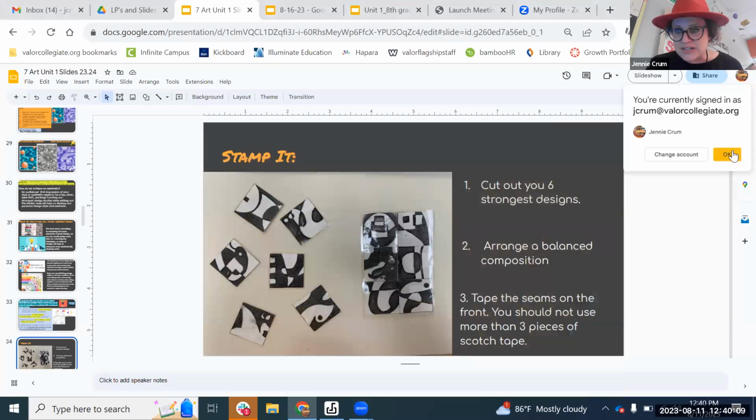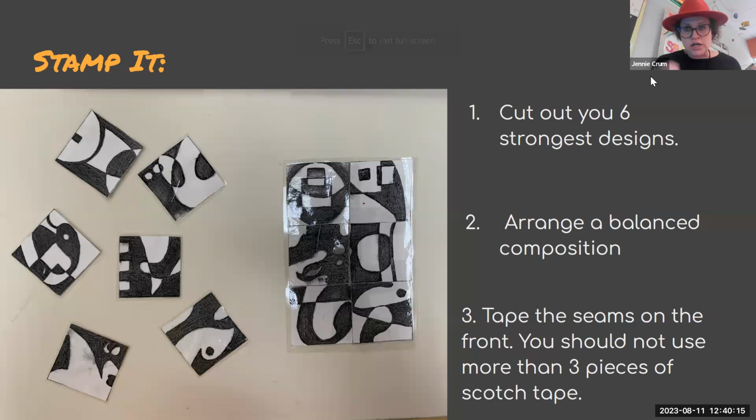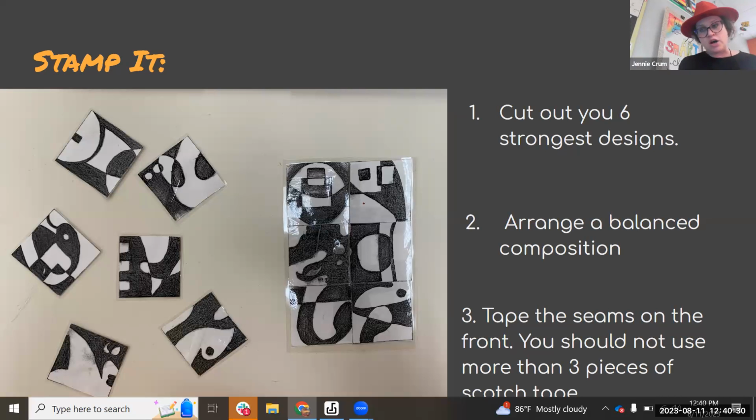All right, kiddos. So just to stamp it, what you should be doing is you are cutting out your six strongest designs. You're arranging them in a balanced composition that makes sense to you, that connects and continues those designs. And then finally, let me move myself up here. You're gonna tape those seams on the front. On the front. That way the back is empty. We're doing that for a reason.